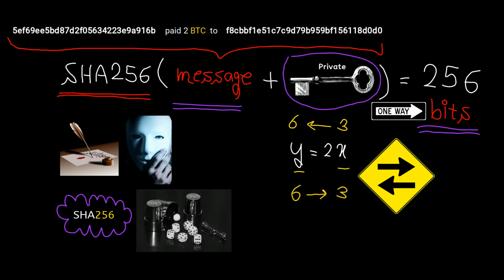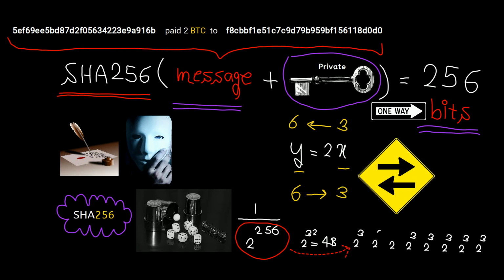You can of course guess it, but the chance of finding the correct private key is 1 over 2 to the power of 256. This is a stupidly large number. To put it in perspective, 2 to the power of 32 is roughly 4 billion guesses. So 2 to the power of 256 is this multiplied by itself 8 times. This translates to roughly 65,000 billion guesses. So good luck finding it.